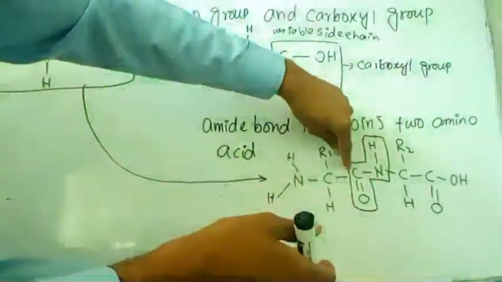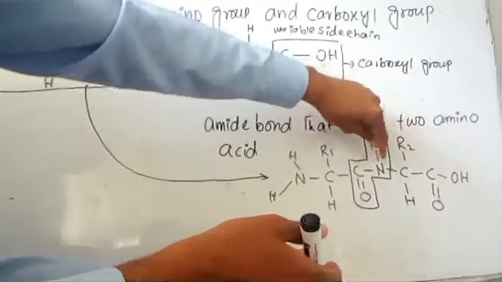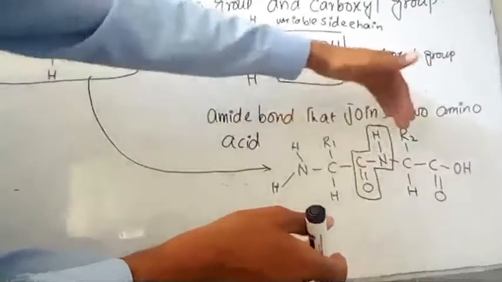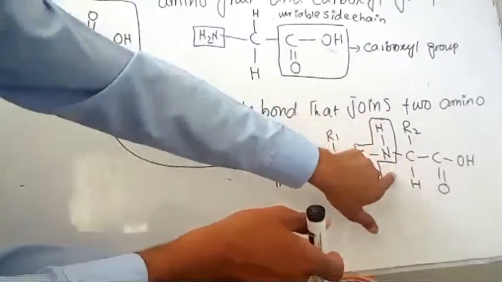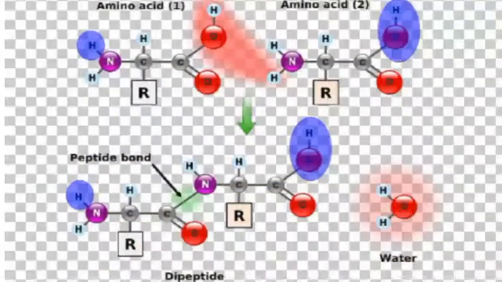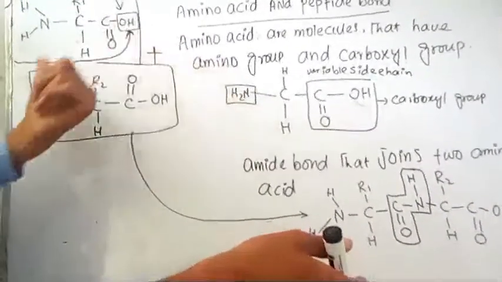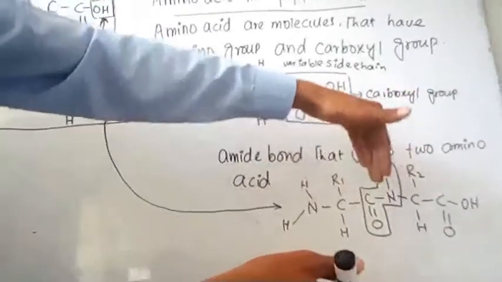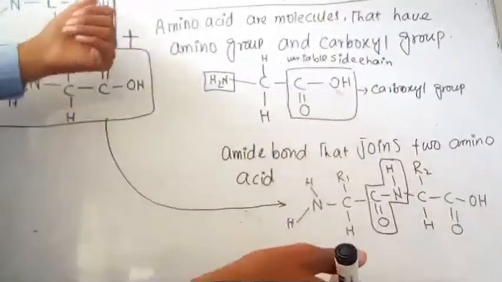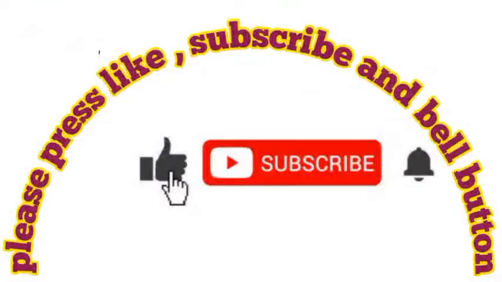The peptide bond is C double bond O, C single bond N, and N single bond H. This bond which is in the box is known as the peptide bond. It is formed between two amino acids when a water molecule is removed from these two molecules. It means one amino acid removes OH and another removes H. When the H and OH are removed, the amino acids combine to form the protein and the bond is known as the peptide bond.